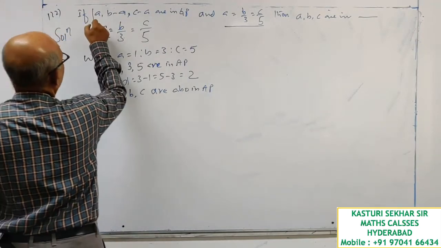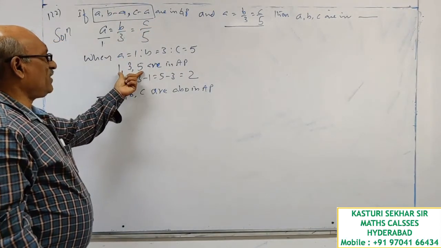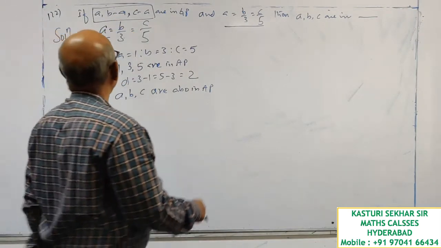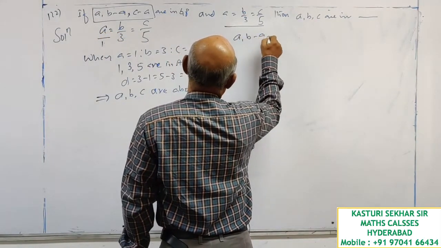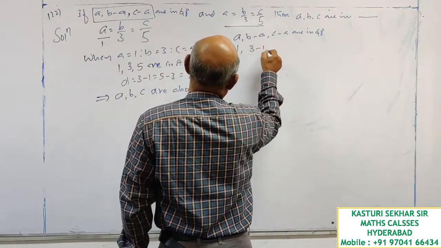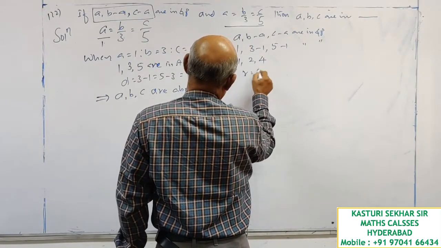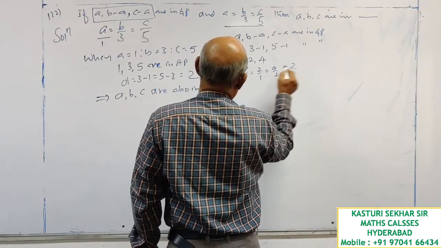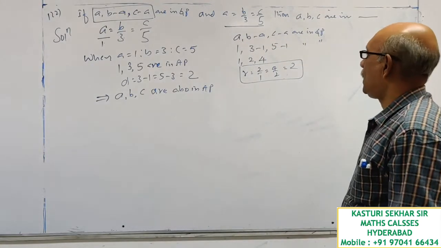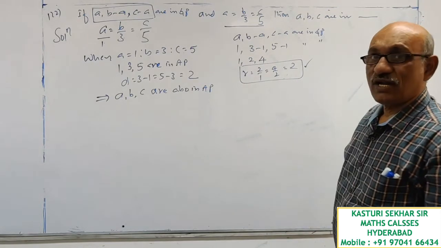And one more relation is given in the question here, sir. Let us see with 1, 3, 5, after substituting, whether I am getting GP or not. A, B minus A, C minus A are in geometric progression: 1, 3 minus 1, 5 minus 1, that is 1, 2, 4, are in GP. The common ratio is equal to 2. Okay. So this is also satisfied.